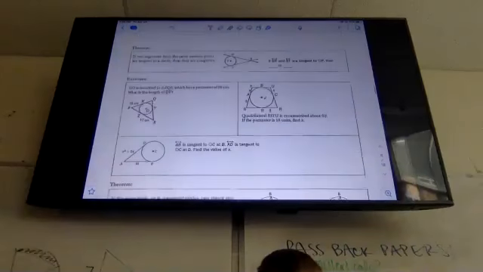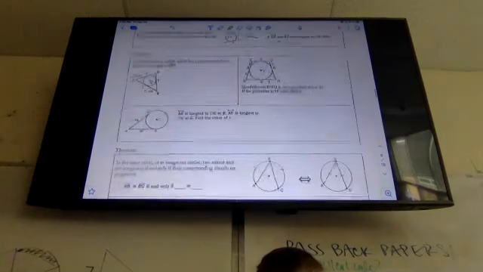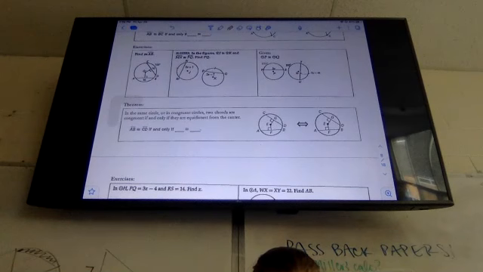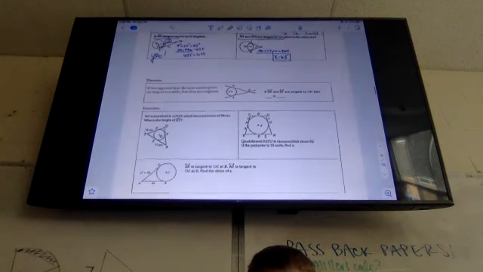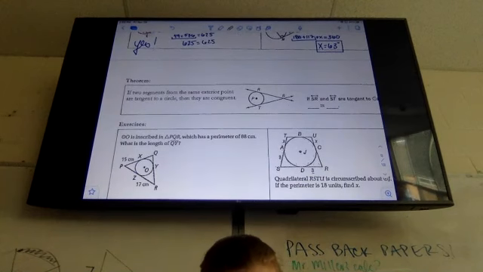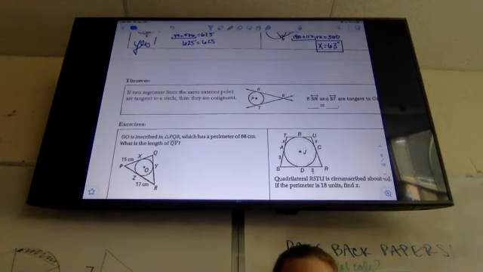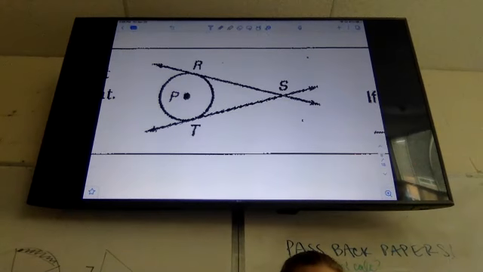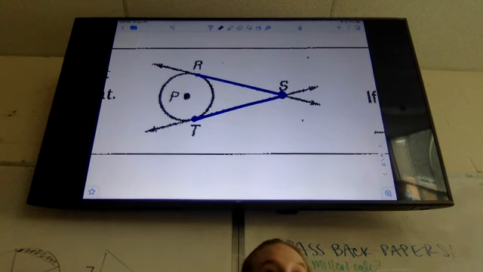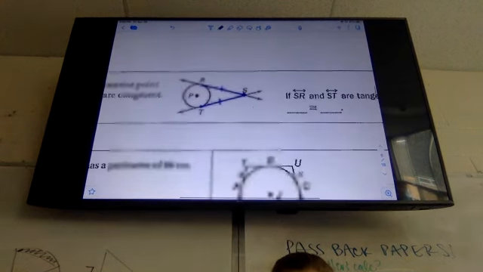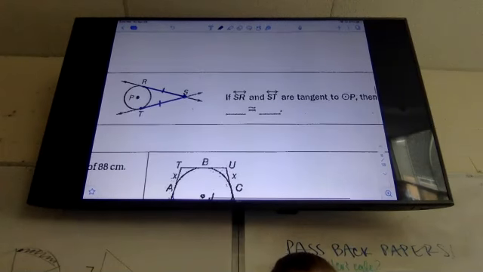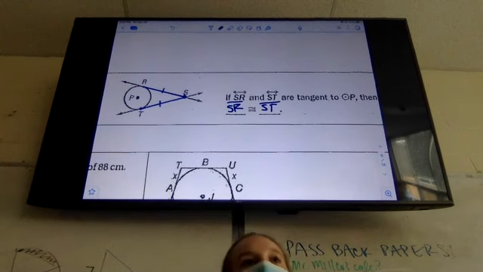All right, next page. We've got two more theorems I want to do. We can stop by this third theorem. The next theorem says if two segments from the same exterior point are tangent to the circle, then they are congruent. So if I have segment SR and it is tangent to my shape, and I have ST and it is also tangent to my shape, then RS and ST are congruent. That's kind of fun.